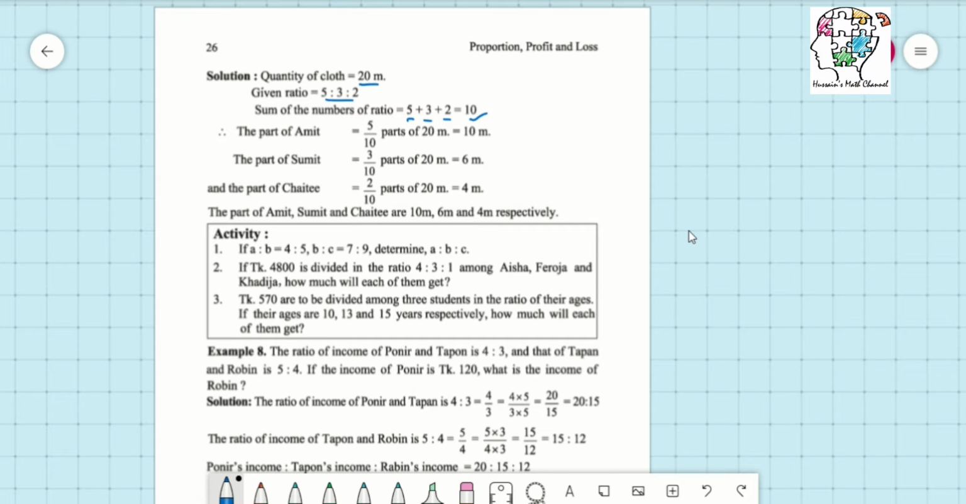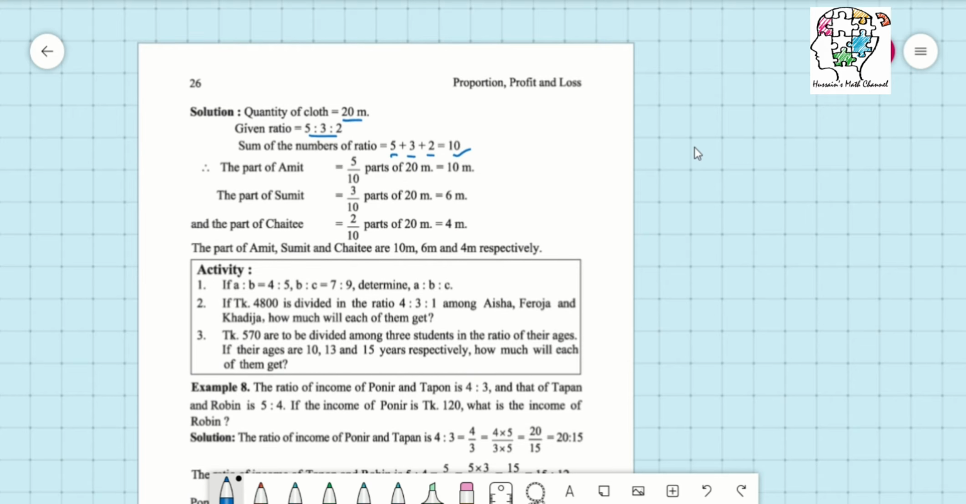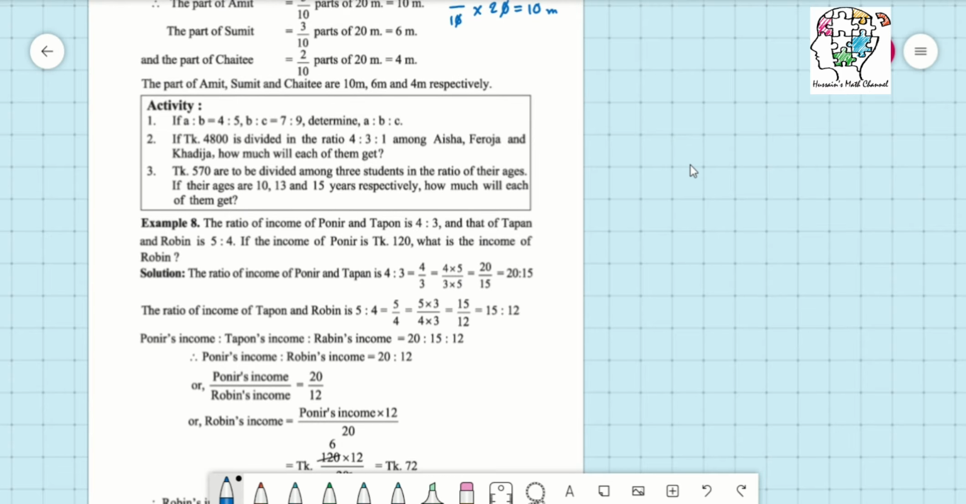Now Amit's part, the first child's name is Amit, so Amit's part will be 5 divided by 10, part of 20 meter. That means if we calculate 5 by 10 times 20, the 0 and 0 will be cancelled, 5 times 2. So the first portion will be 10 meter, and similarly, the second portion will be 6 meter, and the third portion will be 4 meter. So like this you can solve different types of problems which is called proportional division.